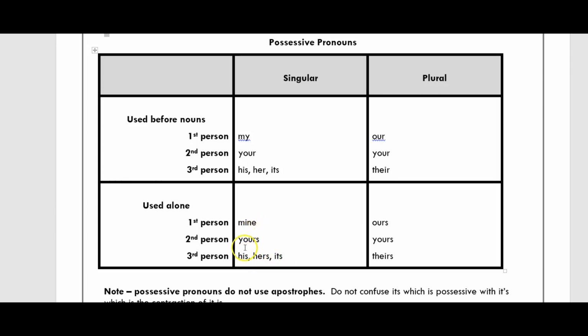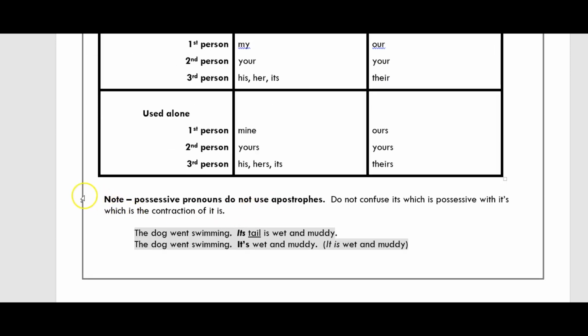So you can't really tell the difference between yours, plural, versus singular other than context. And then in terms of his and its, again, it's context-based. Is it replacing just the possessive noun, or is it replacing the possessive noun and the thing being owned? Okay. One note, and this is really important.